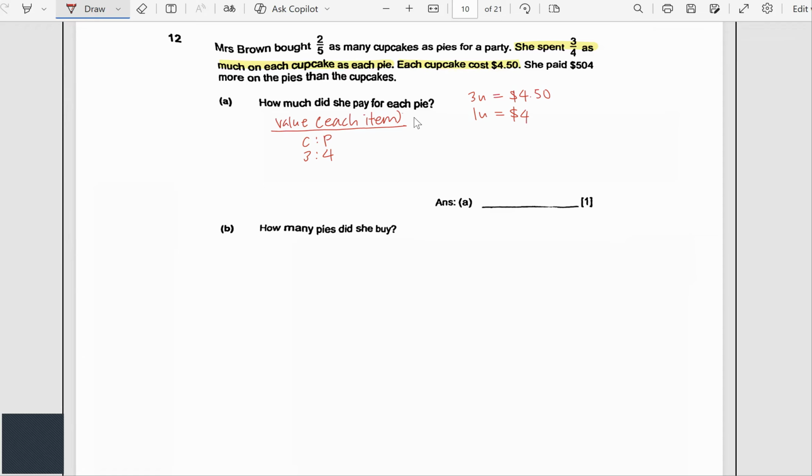One unit, $4.50, divide by 3, which is $1.50. Then one pie is 4 units. So times 4 equals $6. Okay, so the answer is $6.